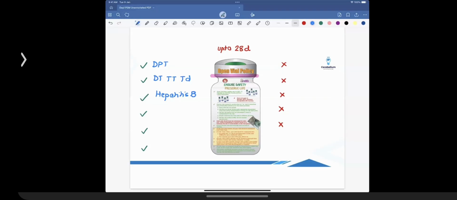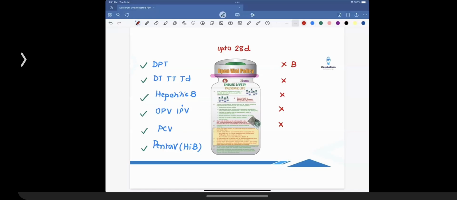Is it applicable on OPV, IPV, both? None. Is it applicable on OPV, IPV? It is applicable on both. Applicable on pneumococcal conjugate vaccine, pentavalent vaccine, which includes Haemophilus influenza B also. Which vaccine it is not applicable is lyophilized.